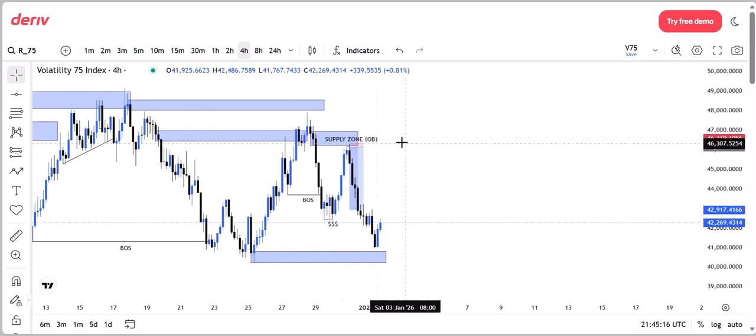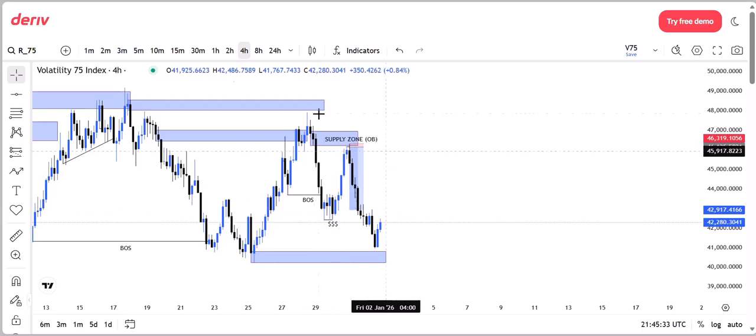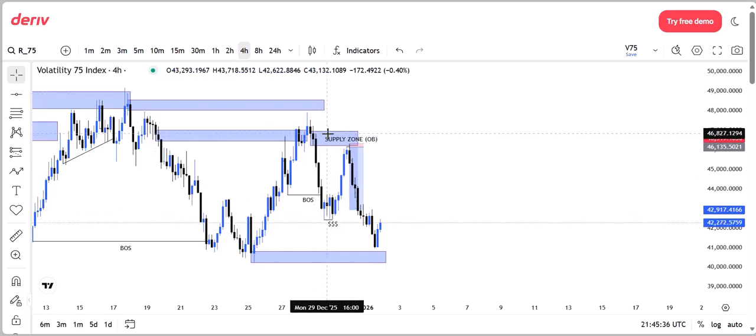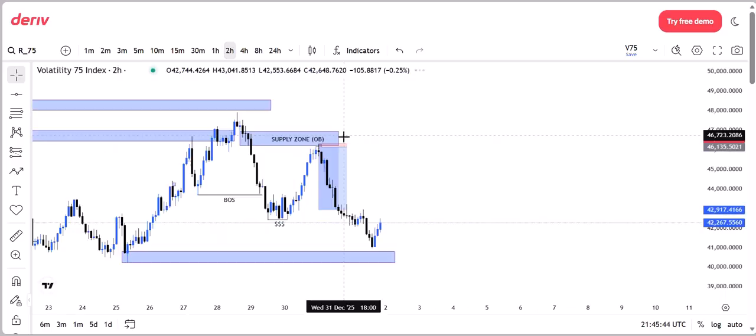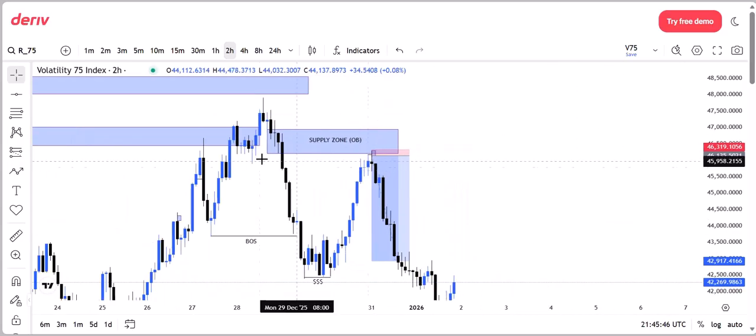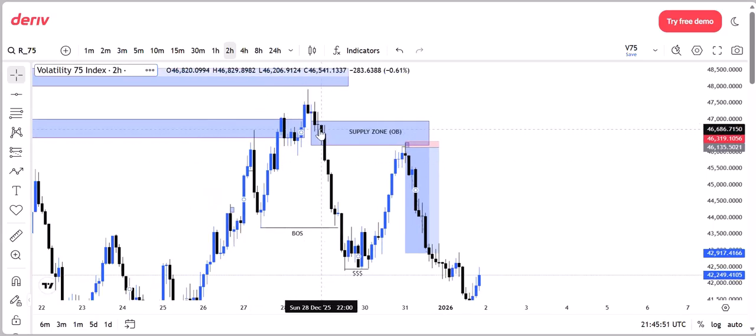Okay, so now what did we see? We saw that after price formed this high, there was a break of structure to the downside. So what did we do? This was the zone that caused that break of structure. Okay, this zone triggered the break of structure. So coming down to our 2 hours time frame, let's see if we can refine our zone further. Now there was actually nothing to refine here. Okay, still the same zone.